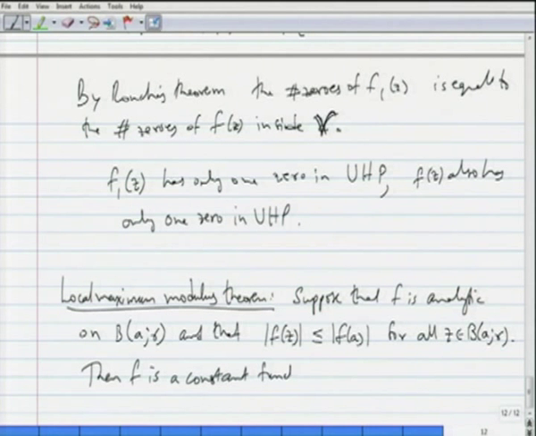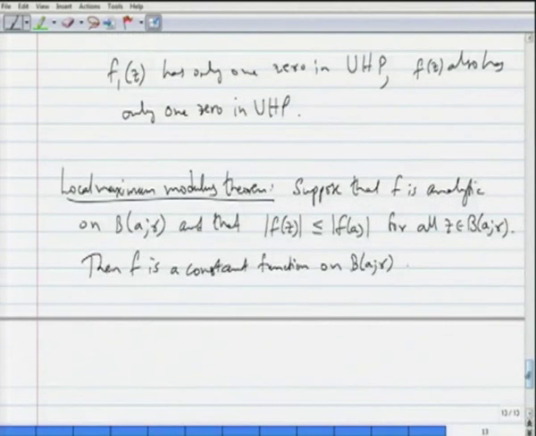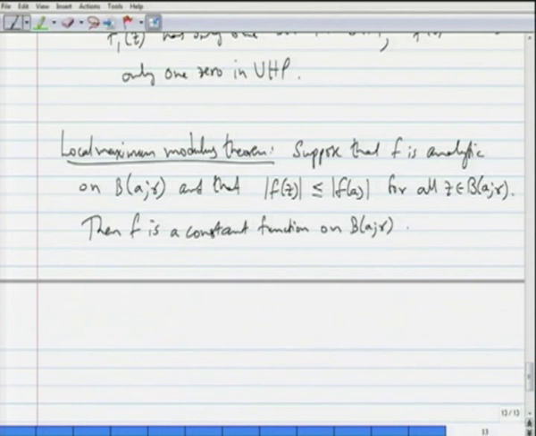function on B(a, r). So in particular, the contrapositive of this tells you that if f is not a constant function, then it cannot have a maximum modulus at its center. Okay. So, here is a proof of this fact. Firstly, fix r naught with 0 strictly less than r naught strictly less than r.